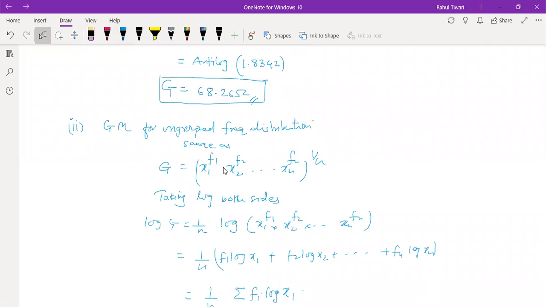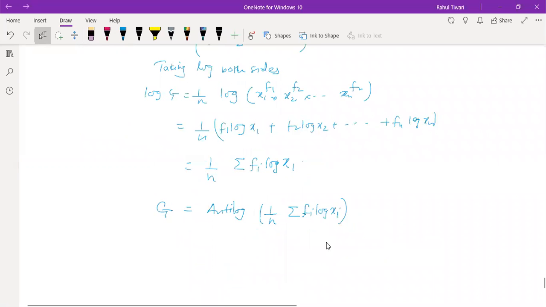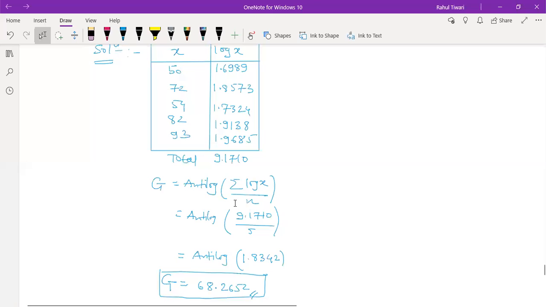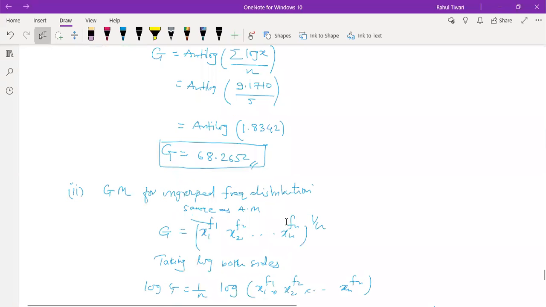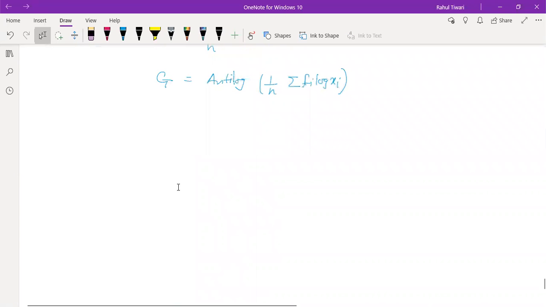This is the same as AM. The description I gave in AM, the same description you have to write down here, and then G is given by this formula. Make sure that you don't write it as it is, okay? And then we can define anti-log. If you see this formula and this formula, there is not much difference. Only here we have added frequency. So we can take the problem based on frequency now.